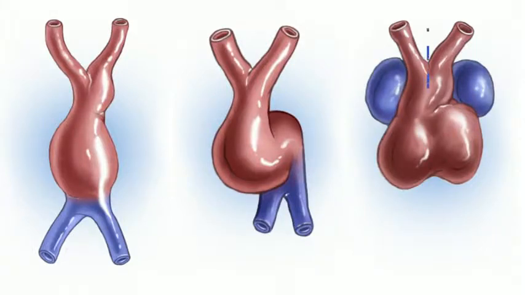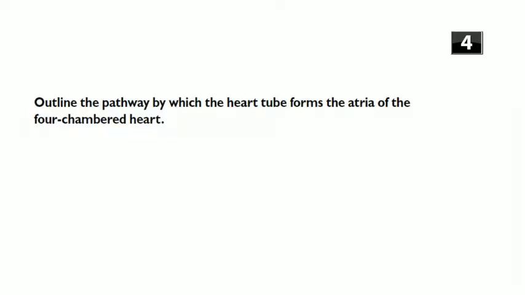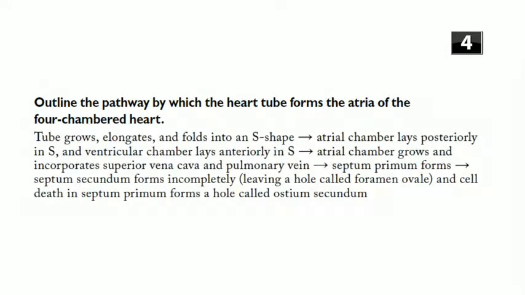And then we need to start building a septum to divide the left heart from the right heart. And if you look at number 4 in your study guide, it says, outline the pathway by which the heart tube forms the atria of the 4-chambered heart. Then it talks about the tube that folds into an S shape. I'm not going to read all this to you, but we're going to talk through each of these steps, and you can refer back to the study guide later when you're reviewing this.